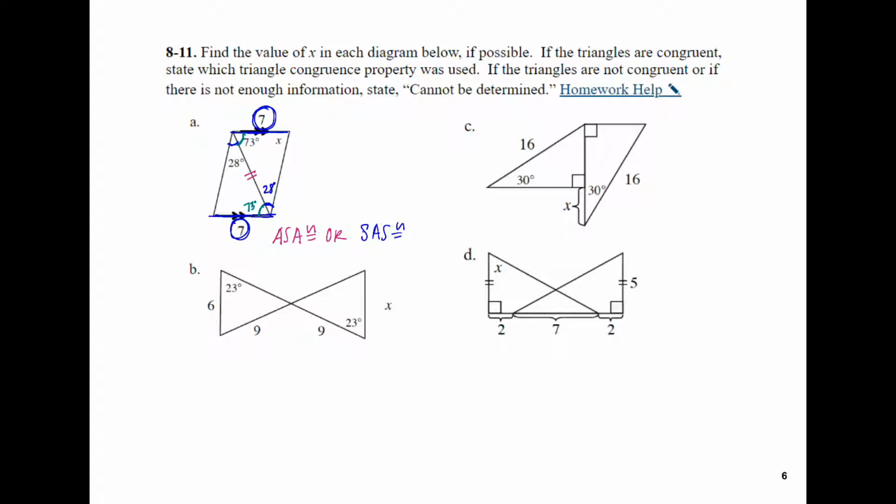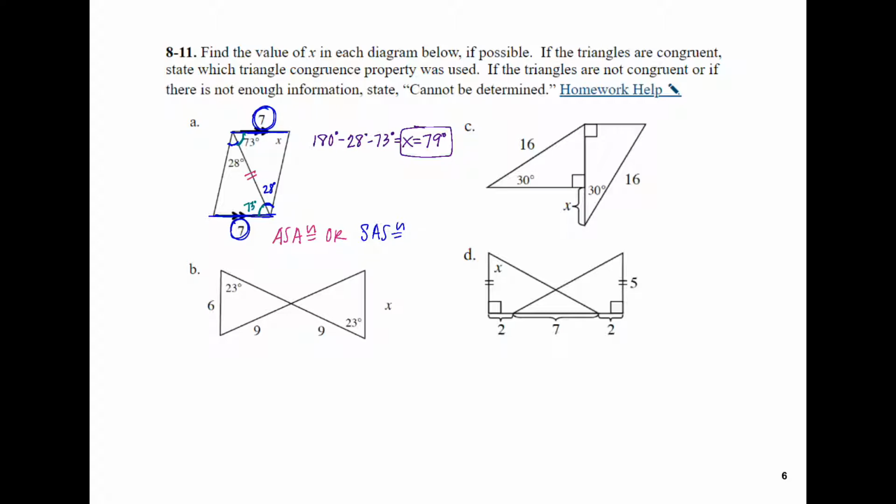In order to solve for x, though, we know that all the angles of a triangle equal 180 degrees. So if we subtract out our 28 degrees and our 73 degrees, we know that x is equal to 79 degrees.